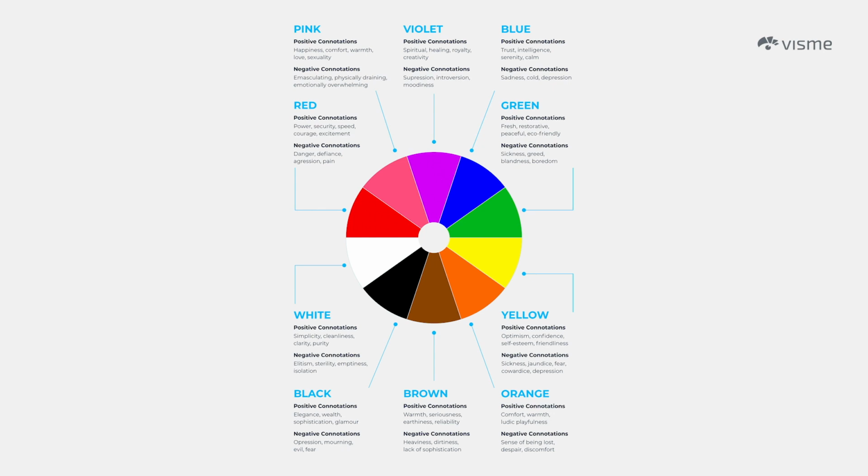Red can mean power, but it can also mean danger. Yellow can signify friendliness, or it can also signify sickness. I want to note this will take time to master, but I will also encourage you to check out our video on color psychology, as I'm certain it'll help you get started. Click the link above.